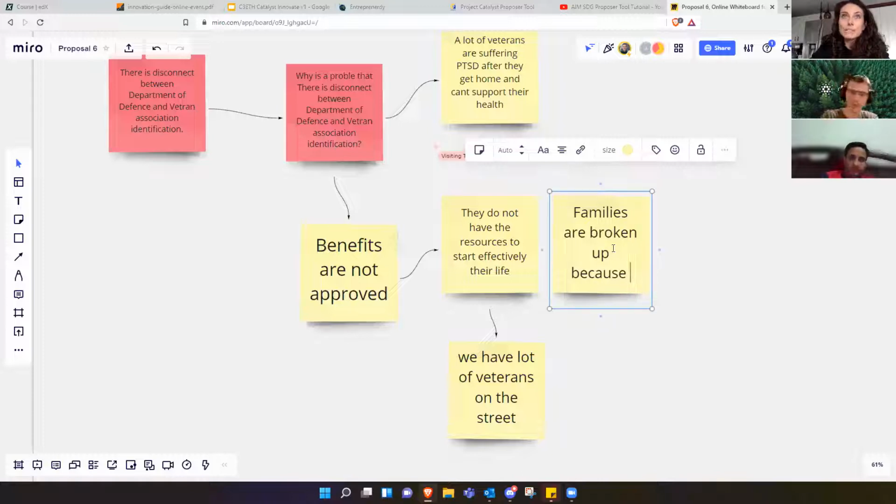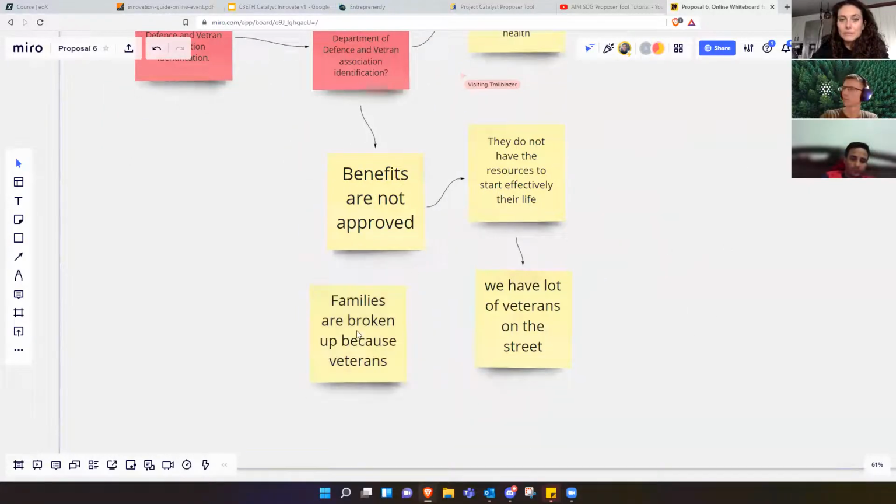Lack of awareness. Let's see. Trying to think of what other problems stem from this. May I interject something? Yes. Also, drug and substance abuse, alcoholism is very prevalent with veterans.